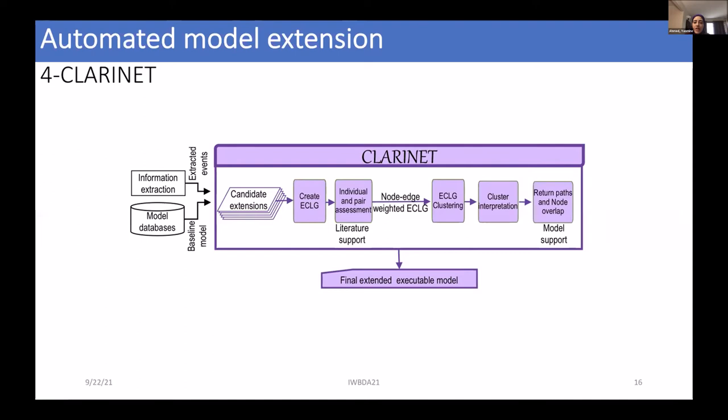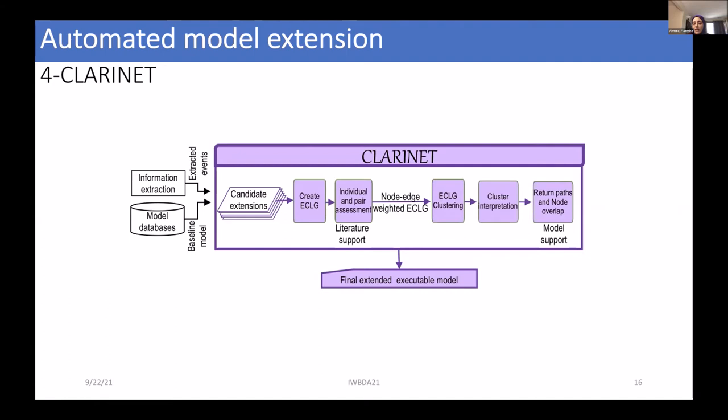Then we score each node based on the individual assessment metrics. And then we score each pair of events, or each pair of interactions, based on the pair assessment metrics. Then we form a node and edge weighted graph that will be clustered. And then each cluster will be interpreted in order to be added to the baseline model.